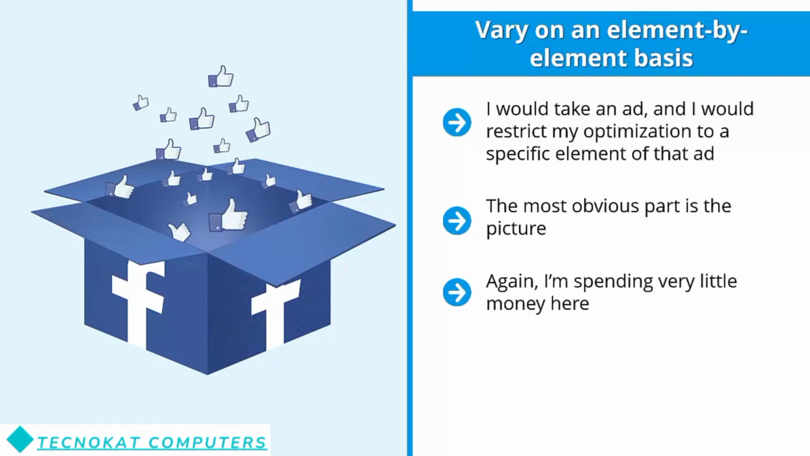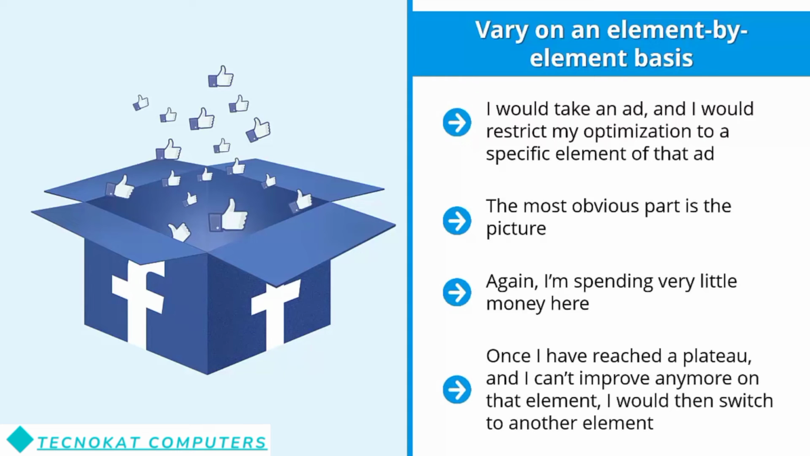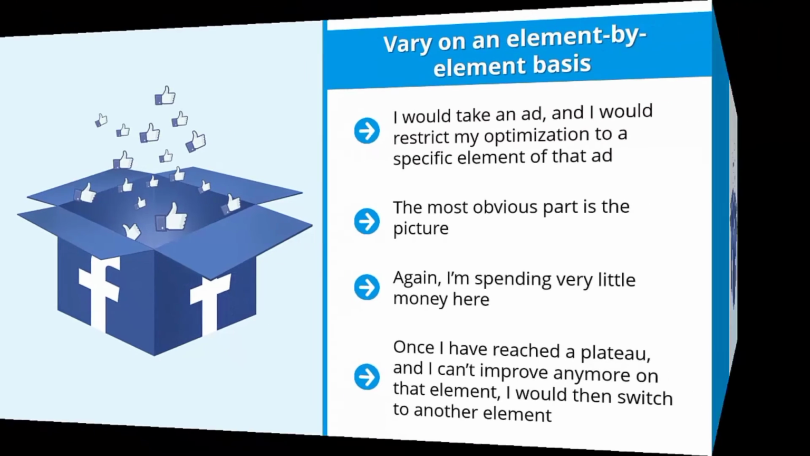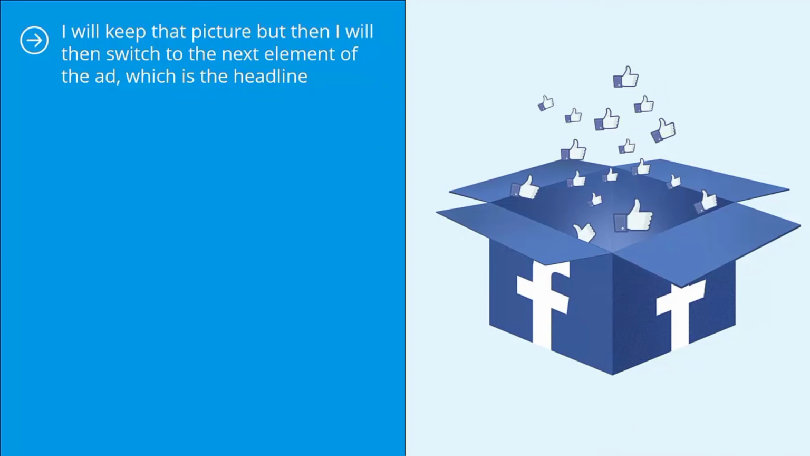Again, I'm spending very little money here. I just want to see an improvement in click-through rate for that element that I'm varying. Once I have reached a plateau and I can't improve any more on that element, I would then switch to another element. For example, if I'm running a campaign for dog food and I notice that my best performing picture after a series of variations is a picture of a chihuahua that seems to be smiling, I will keep that picture, but then I will switch to the next element of the ad, which is the headline. I would then keep varying the headline to see if I can improve the conversion rate of that ad.